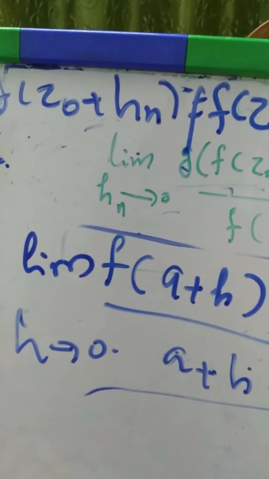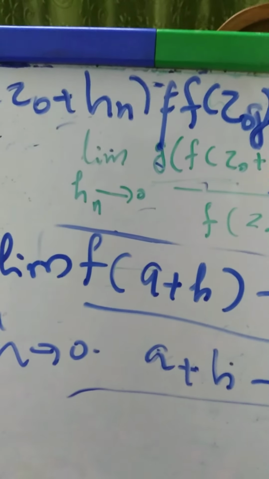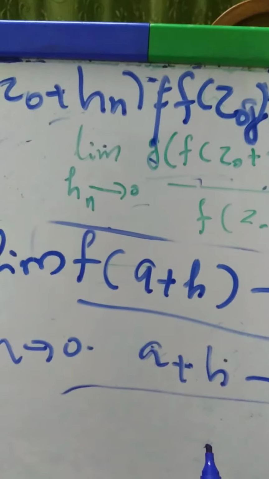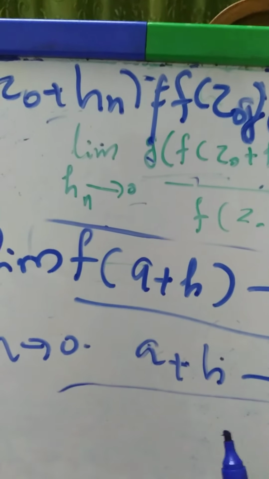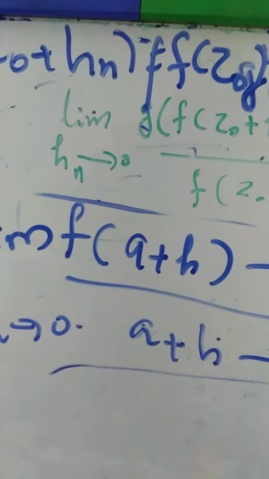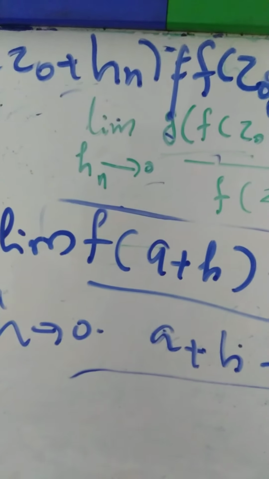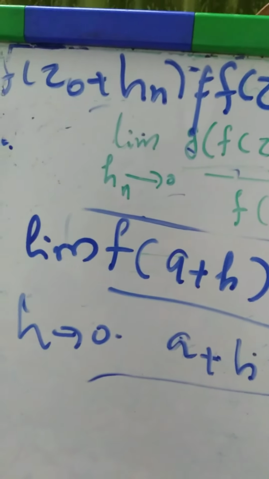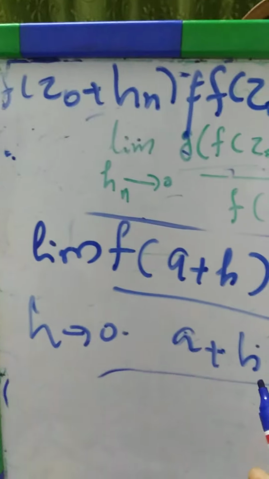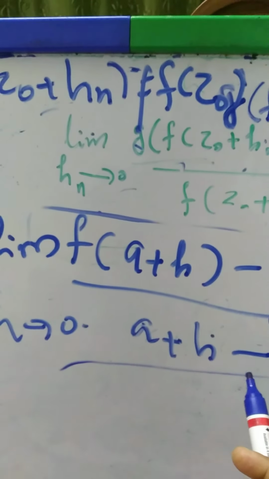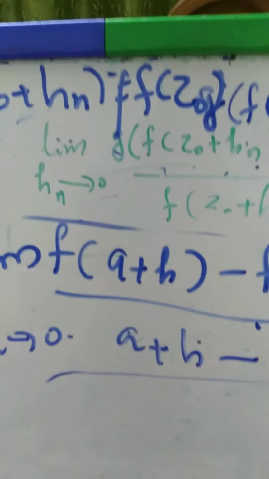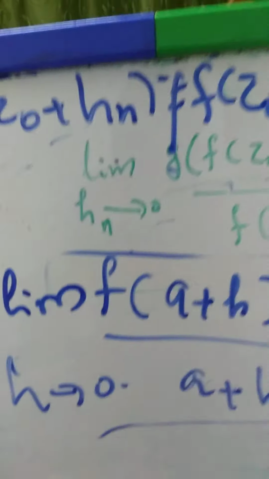analytic. That means since z naught is arbitrary, we can say that g composition f is analytic on G, and g composition f dash of z is equal to g dash of f of z into f dash of z. So this is case 1.